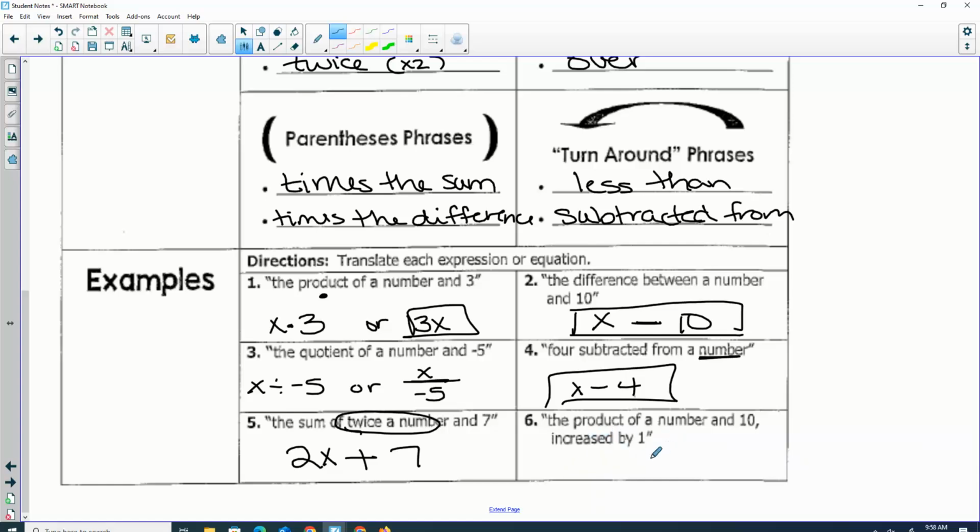The product. So product means we're multiplying a number and 10. So how would I write that? 10x. Increased by means adding 1. So 10x plus 1.